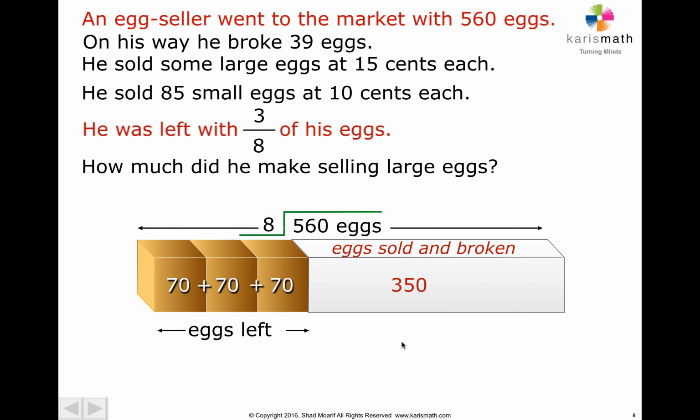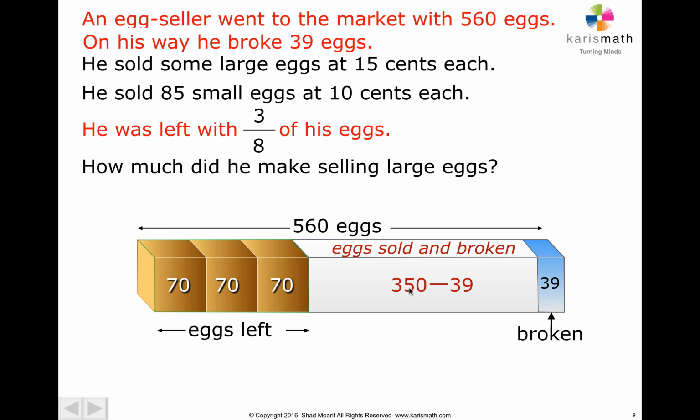Now that we have all this information, we can start from here. On his way, he broke 39 eggs. So if he broke 39 eggs, let's remove that from here. This bit is gone. So now the eggs sold and broken has shrunk a little bit. So if we take away 39 from 350, we will get 311. So we remove the broken. This is just eggs sold. He sold 311 eggs. Okay, we know that.